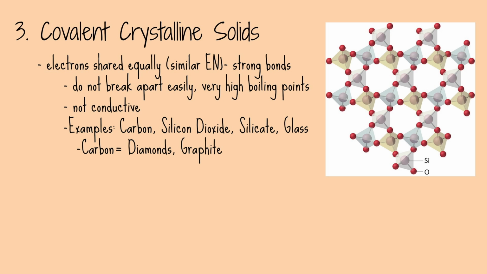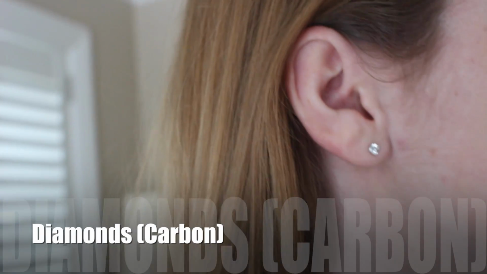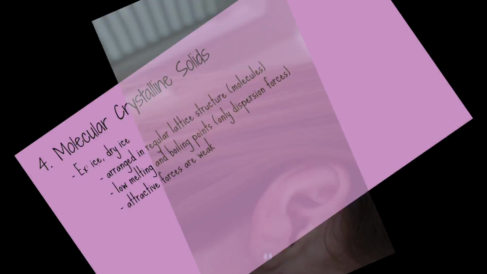Covalent network solids have electrons that are shared equally between atoms of similar electronegativity, so the bonds are very strong. These solids have high boiling points and they are non-conductive. For example, carbon in the form of diamonds, silicon dioxide, silicate, and glass.